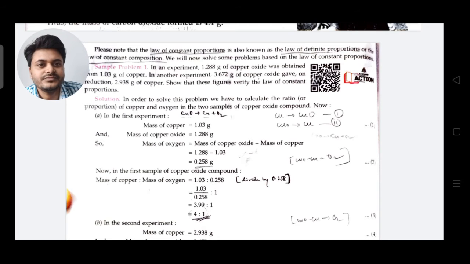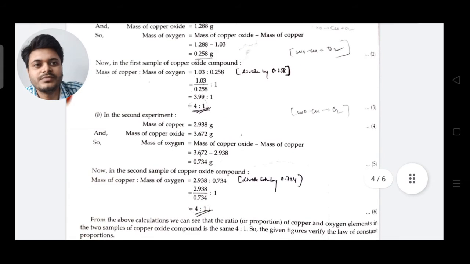Okay, so in the second experiment you can see mass of copper given is 2.938 and mass of copper oxide given is 3.672 gram. Then the mass of oxygen we can find out from here, that is mass of copper oxide minus mass of copper, so that is 3.672 minus 2.938, that comes to 0.734 gram. Okay, so now in the second sample of the copper oxide compound, the mass of copper ratio mass of oxygen is equal to 2.938 ratio 0.734, that is equal to 4:1 ratio.